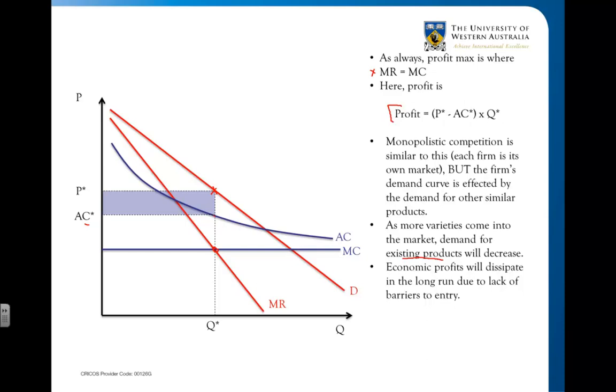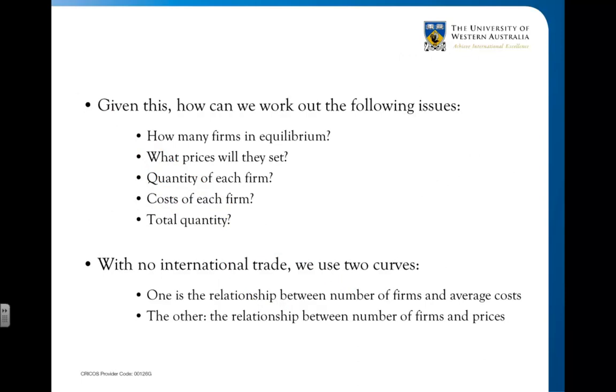And as you may remember from this model, in the long run, economic profit is essentially zero. The competition, the number of firms in this market, will guarantee that these positive economic profits dissipate to zero. If profits are being made, additional firms will enter, producing a slightly differentiated product that will take some of the demand away from the existing firms until the price is equal to average cost and economic profit is zero. Okay, so that's a quick recap on that.